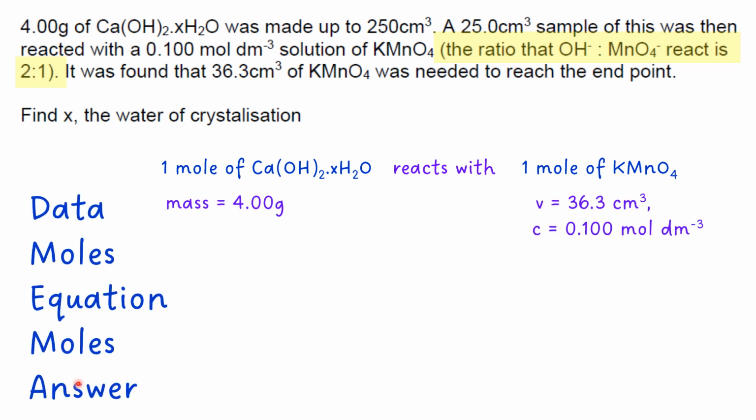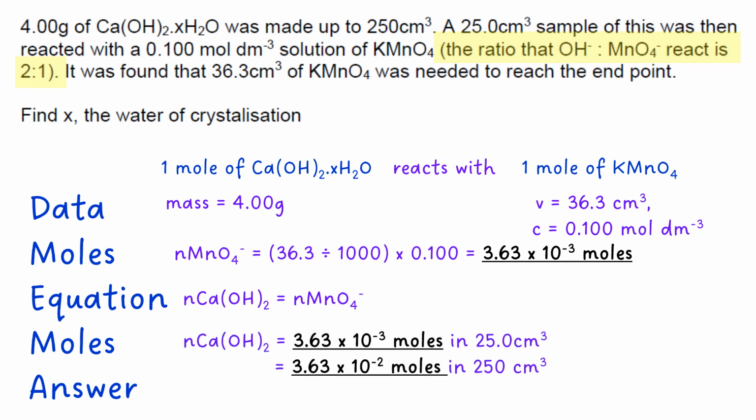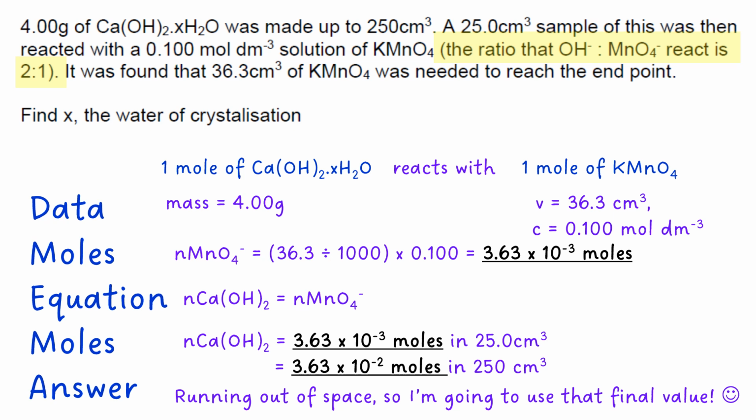So putting in the data that we know, obviously we don't know the number of moles of this. That's the point of this particular step in the calculation. You start by working out the moles of manganate, which is 3.63 times 10 to the minus 3. Now because of that 1:1 mole ratio between the calcium hydroxide and the manganate ion, that means that you have the same number of moles of calcium hydroxide in 25 centimeters cubed from our titration. But that came from a 250 centimeters cubed sample, so you scale that up by multiplying by 10. And it's that final number I'm going to use in the last part of this video.